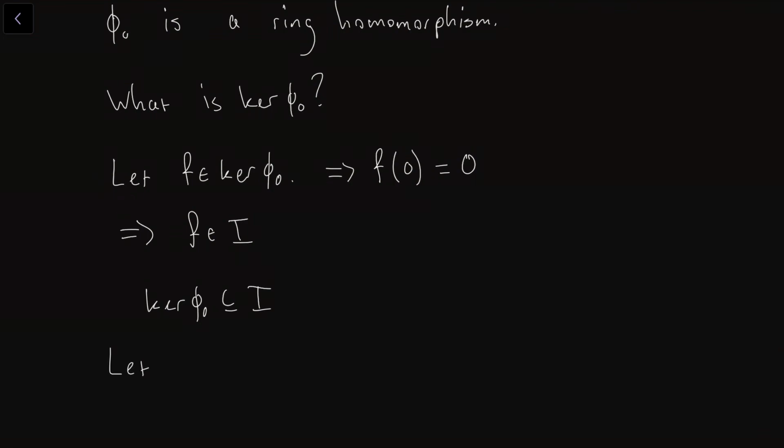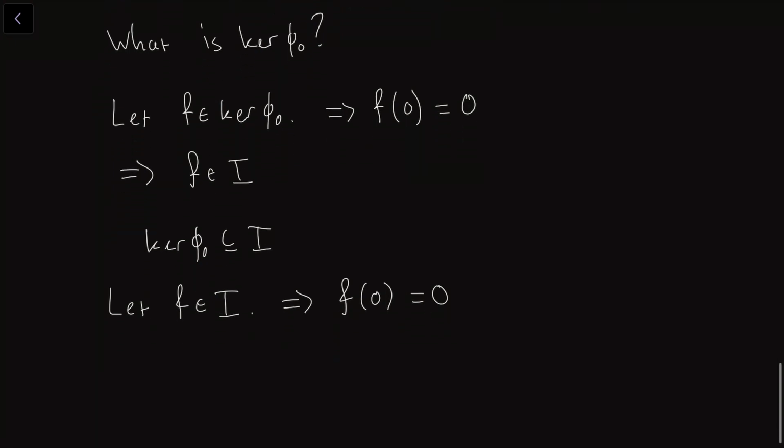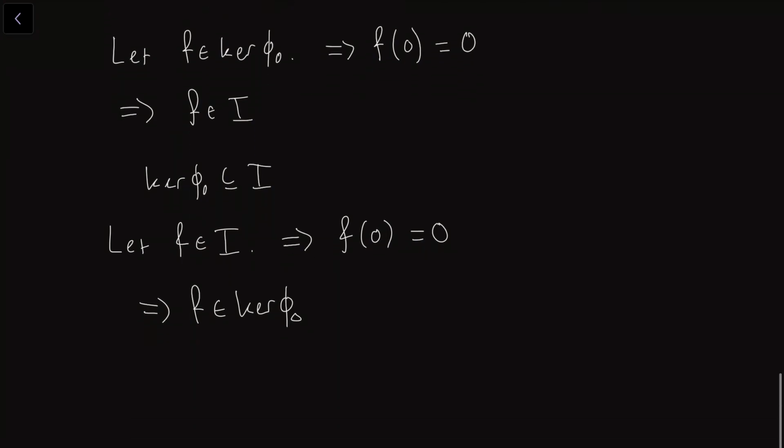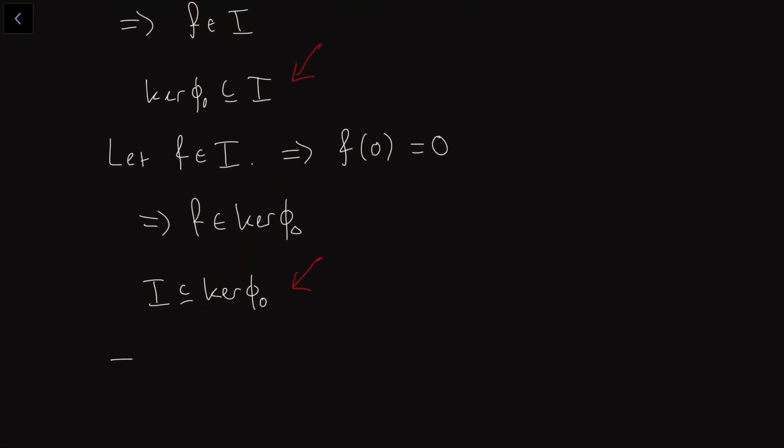Now, on the other hand, if we have some function in our ideal, well, that tells us that f evaluated at 0 is 0. And that's exactly what we need for f to be in the kernel of this homomorphism, because the kernel is everything that gets mapped to 0. So the ideal is a subset of the kernel, but we have inclusions in both directions. So the kernel is a subset of the ideal is a subset of the kernel. So these are actually the same. So this tells us that the kernel of phi 0 is equal to the ideal I.